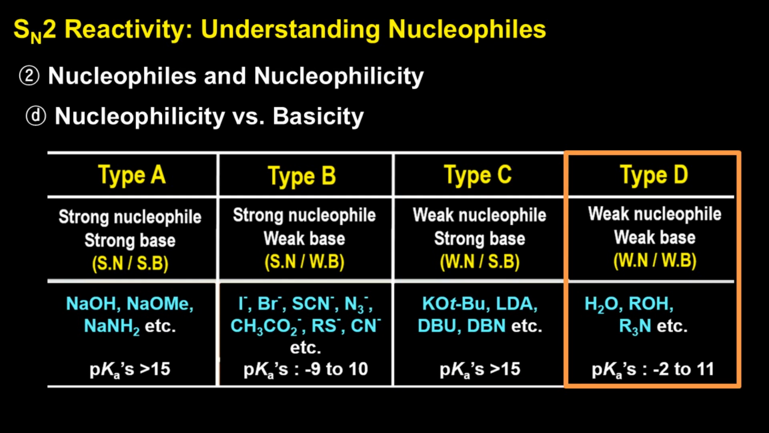Last one, type D, weak nucleophile, weak base. These don't initiate the reaction themselves. They wait for a carbocation to form first. That's why they're suited for SN1 and E1 pathways. Common examples include water, alcohols, and neutral amines. They don't push the reaction, they follow it.